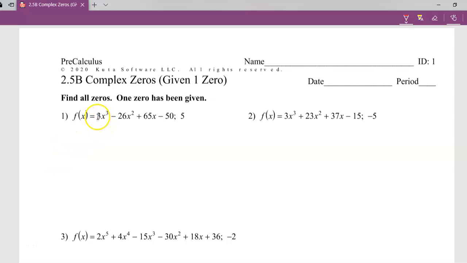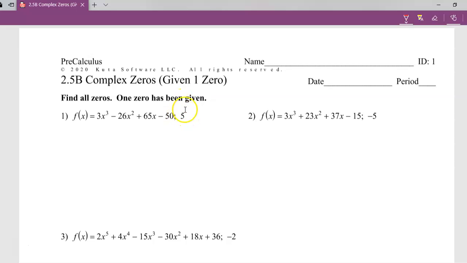Hi guys, today we're going to be doing 2.5 part B. The section is called Complex Zeros Given 1 Zero. So we are trying to find all of the zeros, similar to what we did yesterday. The difference here is that these are unfactorable, and so we can't just start by factoring.